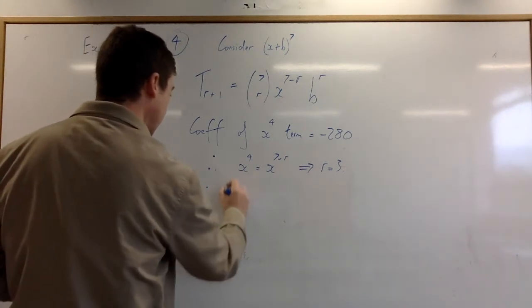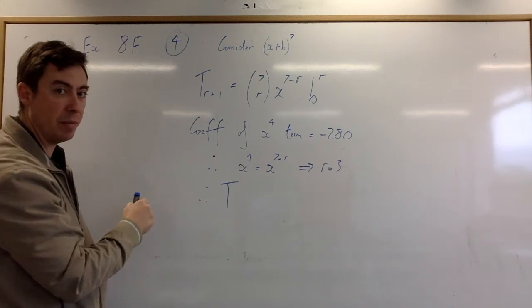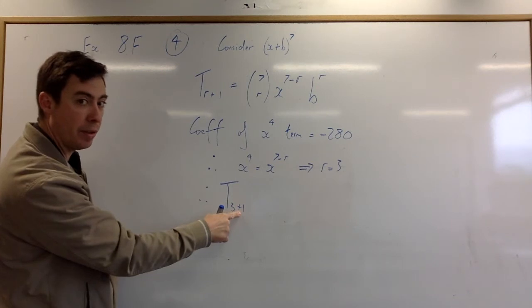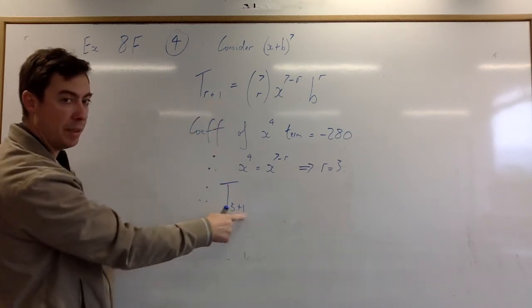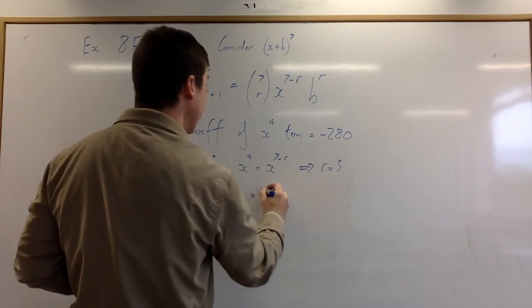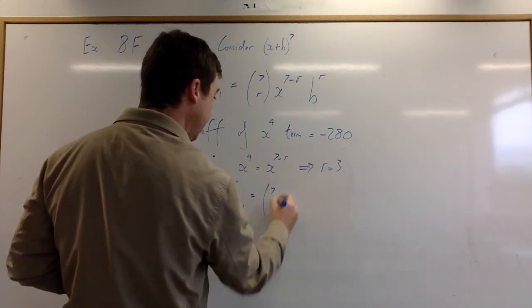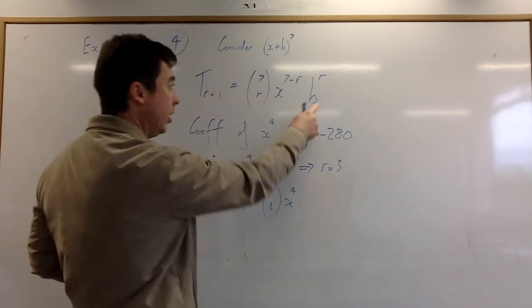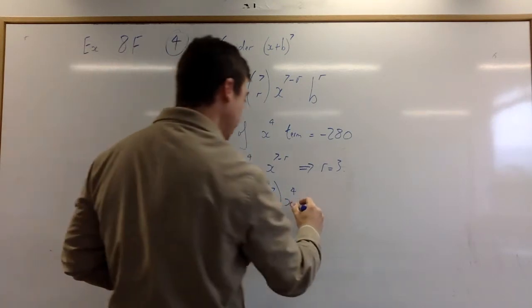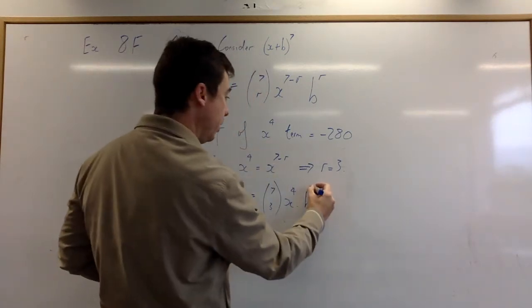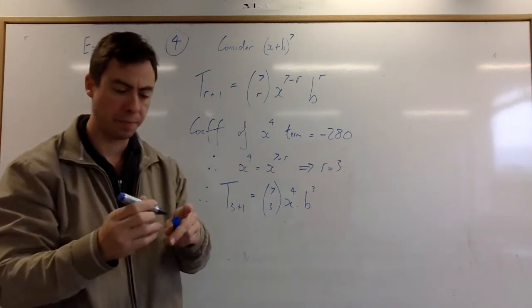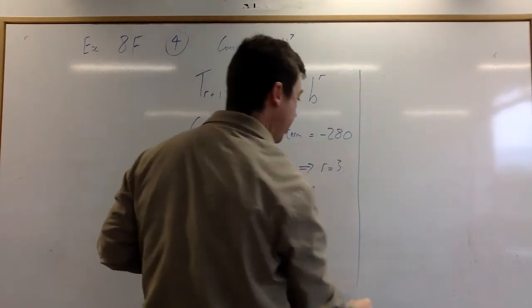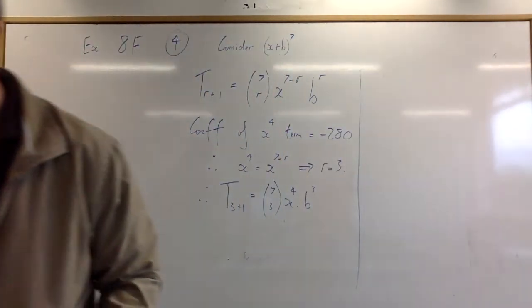Therefore, going back to my general term formula, r is 3. 3 plus 1. See, now that's the fourth term. R plus 1, r plus 1. I've got 7 choose 3. I've got x to the 4 like I was wanting. And then over here I've got b, which I don't know what it is yet, some number to the power of 3. I'm not sure if I'll fit this on the board. I think I will. I might end up going over here. It looks like the video will be able to see that.